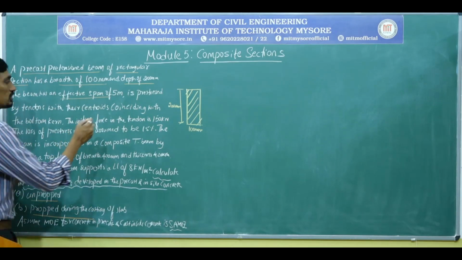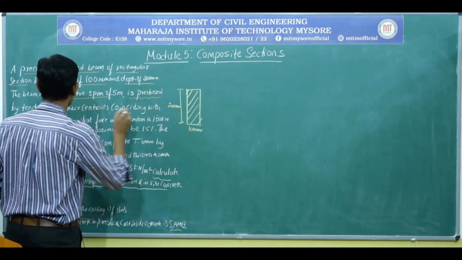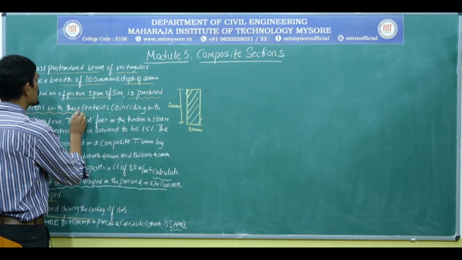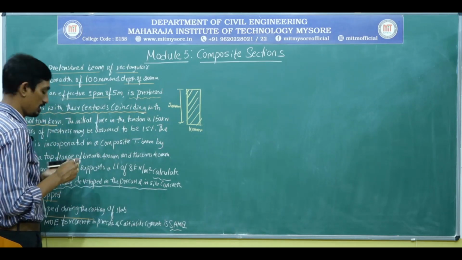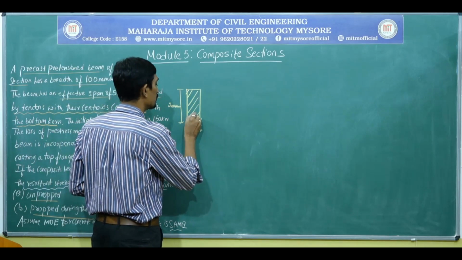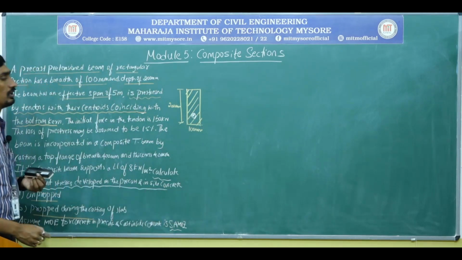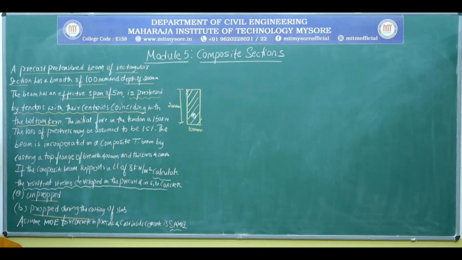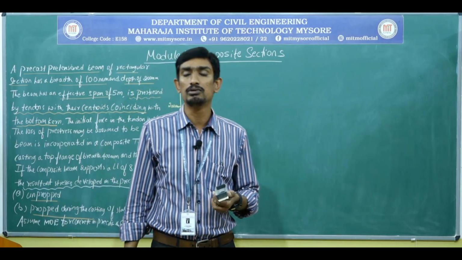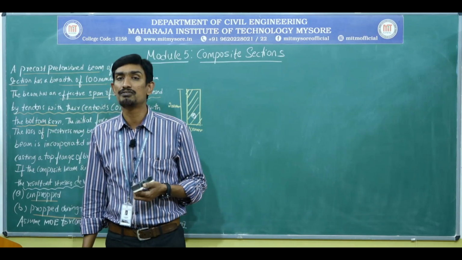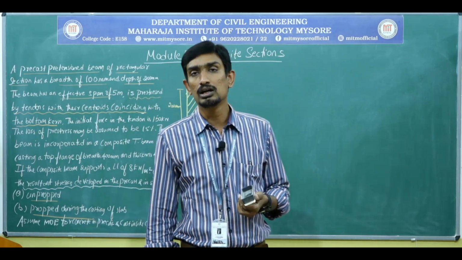The beam is pre-stressed, which is a very important condition, by tendons with their centroids coinciding with the bottom kern. That means the tendons have been placed at a particular distance, and their centroids coincide with the bottom kern. Now, what is the meaning of kern and how do we locate it? We learned this in module number 3 on design of flexure, where I explained the kern zone.